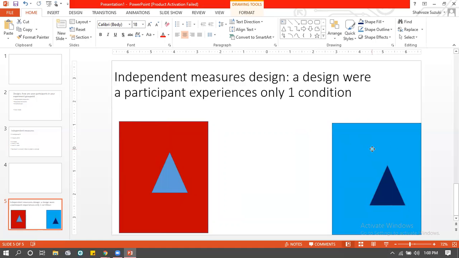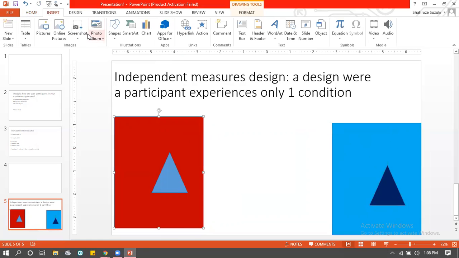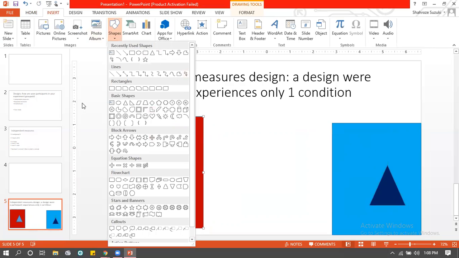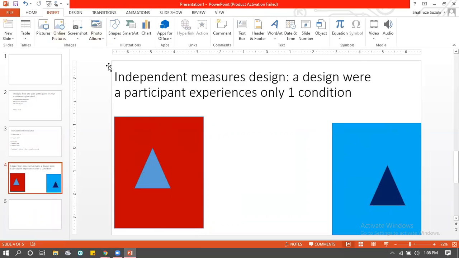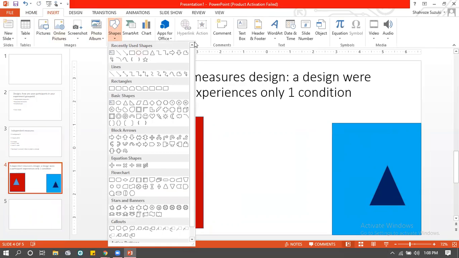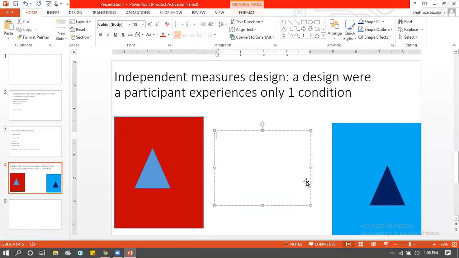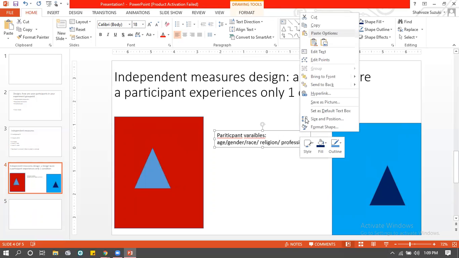And why do we do this? What's the use of it? There are certain variables that we discussed in the previous class: participant variables and situational variables. Participant variables are factors within a person, such as age, gender, race, religion, their profession, whatever. Any variable that has to do with a person is known as a participant variable.